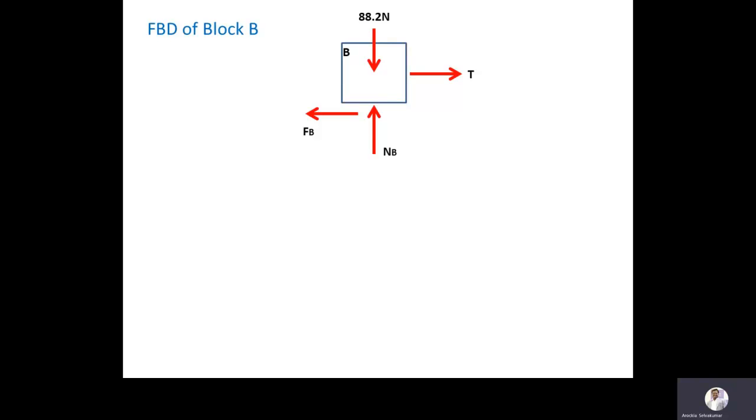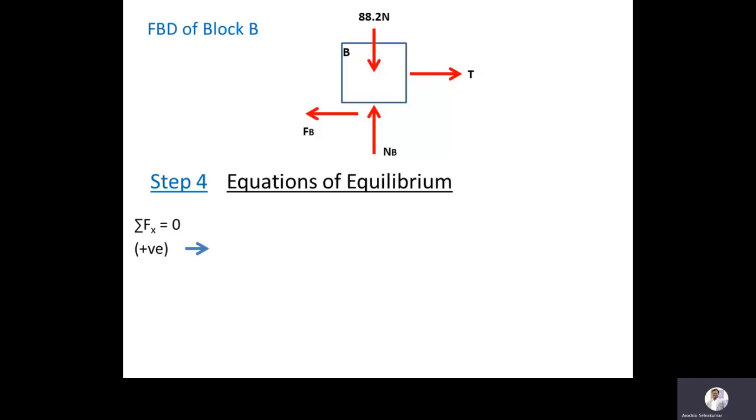So here we are substituting the equations of equilibrium. The first one is summation of forces along horizontal is equal to 0. Based on the free body diagram, the forces acting towards right we are assuming as positive. So T minus frictional force at B is equal to 0. So we will get T minus mu 2 into NB is equal to 0.